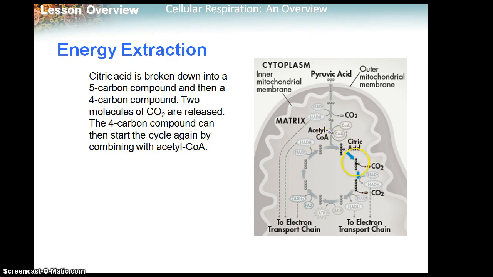In the next 2 links, we're taking carbons off of the citric acid. Remember that citric acid is 6 carbons. And we're going to take one of those carbons off, and we're going to make a carbon dioxide. And then we're going to produce another NADH, and then take another carbon off, and we're going to make another carbon dioxide molecule. Remember that these carbon dioxide molecules are going to be released into the atmosphere.